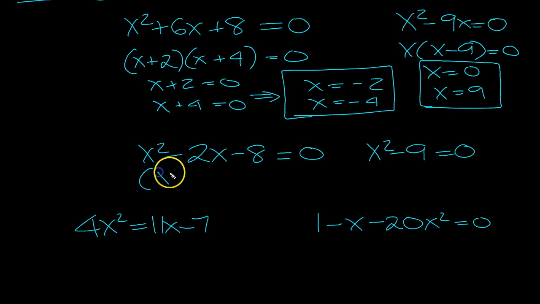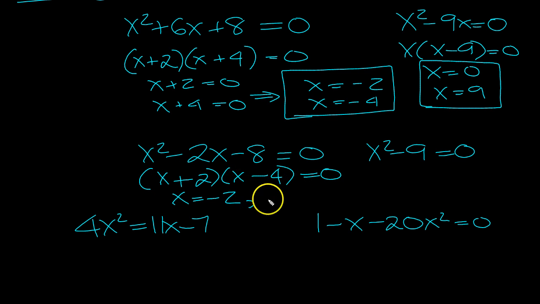This one, x and x. 2 and 2 is the best bet, isn't it? With a minus and a plus. This one, x plus 2 equals 0, gives x equals minus 2. And x minus 4 equals 0 gives x equals 4, doesn't it? So there's our two solutions.